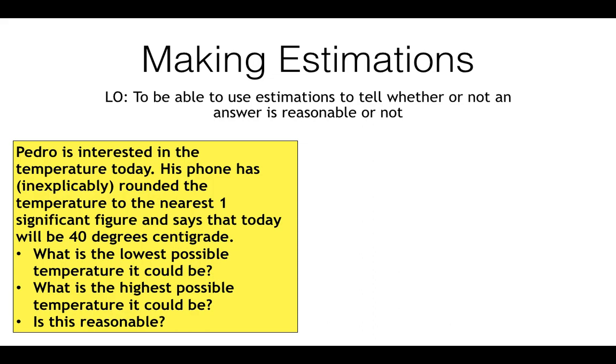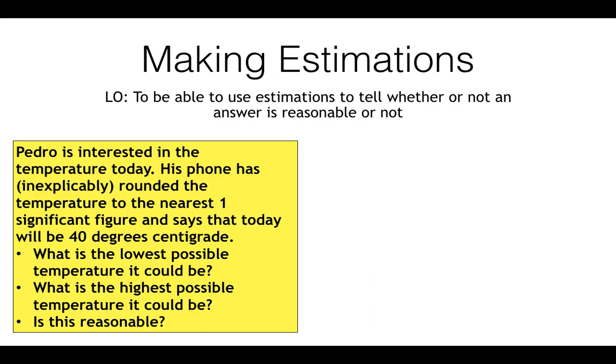So Pedro's woken up and he's feeling particularly interested in the temperature today. But his phone has inexplicably started rounding the temperature to the nearest one significant figure, so it's not particularly useful. And it says that today will be 40 degrees centigrade.